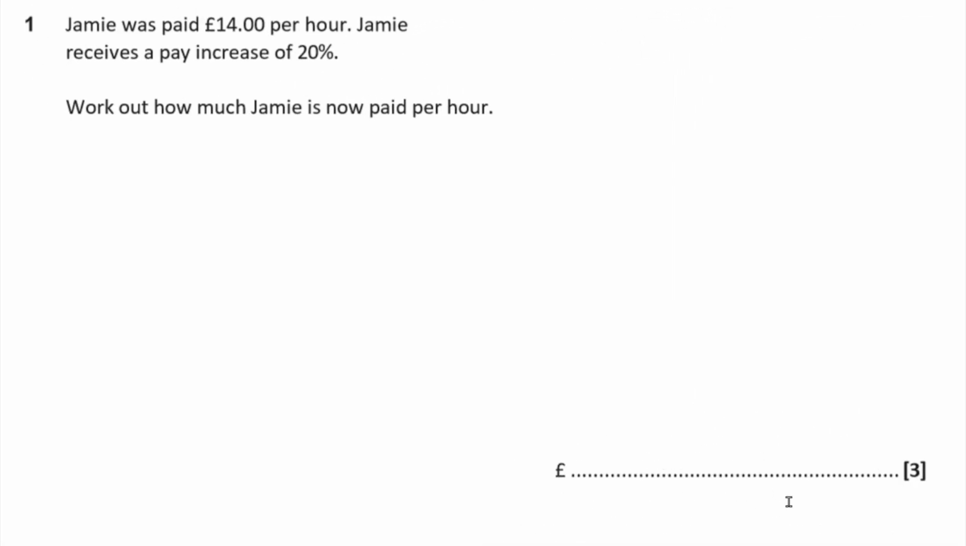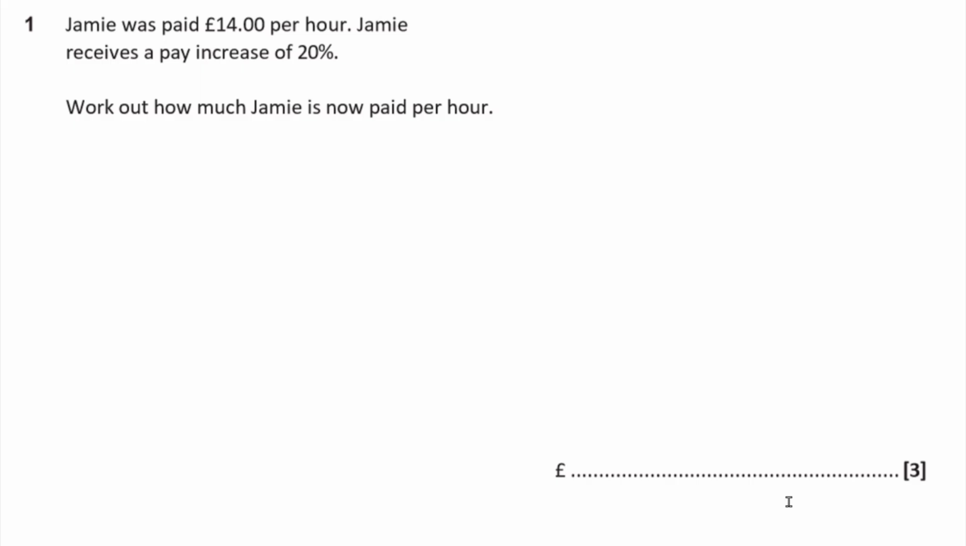Question 1. Jamie was paid £14 per hour. Jamie receives a pay increase of 20%. Work out how much Jamie is now paid per hour. Okay? Right, so this is the non-calculator paper, so I'm going to use a non-calculator approach to do this.